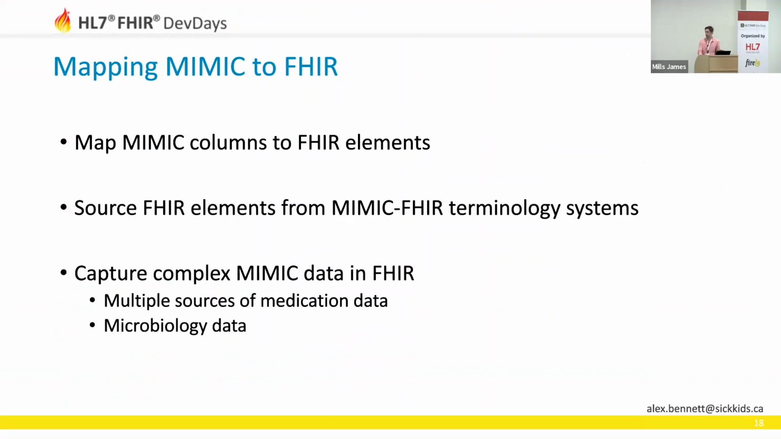And so we have to go through the process of mapping MIMIC to FHIR. This is the more manual process of taking those MIMIC columns and matching up to FHIR elements, as well as making sure that terminology matches, as well as looking to capture some more complex data into FHIR. This is where you've got multiple sources of medication, which you might see in many EHRs, as well as microbiology data, which is a headache to deal with in most standard systems.